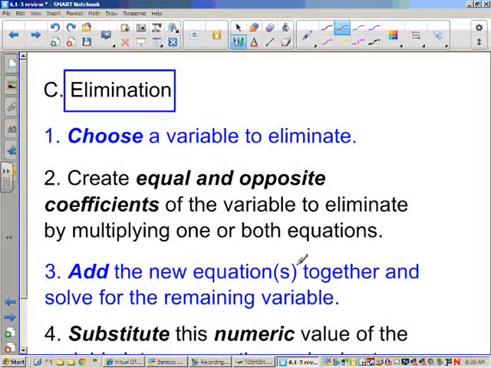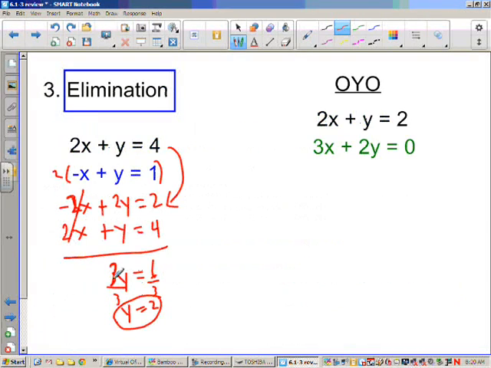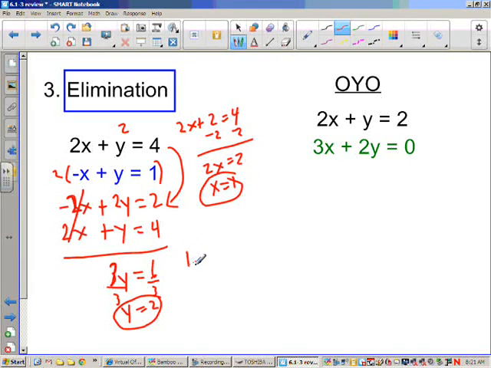We've added and gotten the remaining variable solved for, in this case, the number 2. We can plug that into either equation. We'll plug it into the top here. I get 2x plus 2 equals 4. Subtract 2. You get 2x equals 2, which is x equals 1. That makes our solution 1, 2.